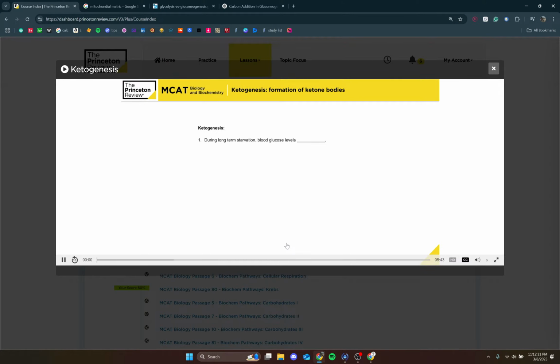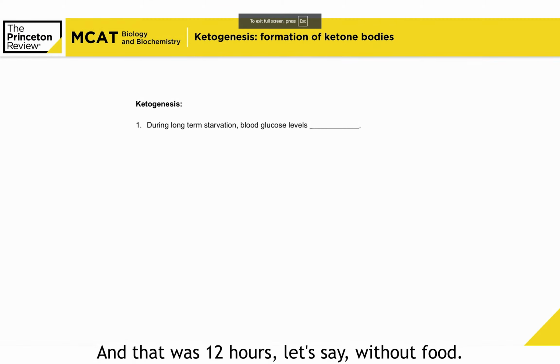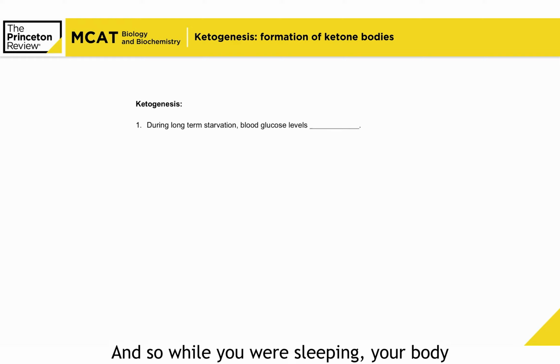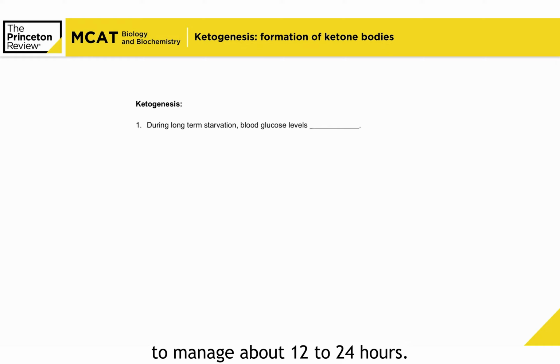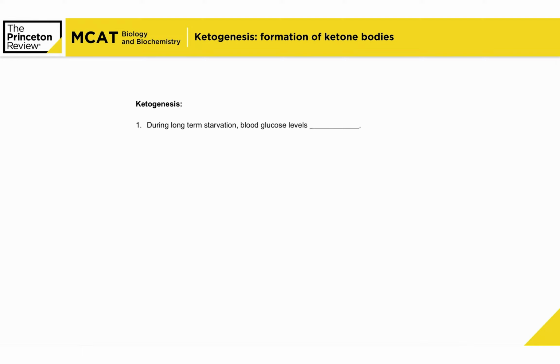That's your typical overnight fast. You went to bed and you woke up the next morning, and that was 12 hours, let's say, without food. And so, while you were sleeping, your body is breaking down glycogen. You typically have enough glycogen to manage about 12 to 24 hours. So if you continue to fast during that day, you'll probably still break down glycogen stores, and you'll be all right.